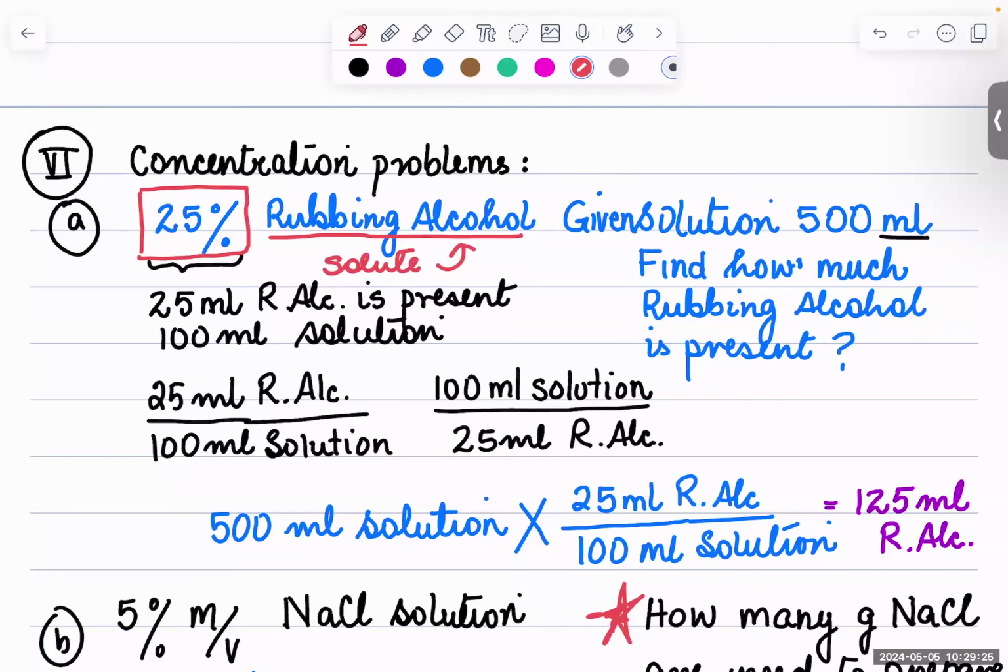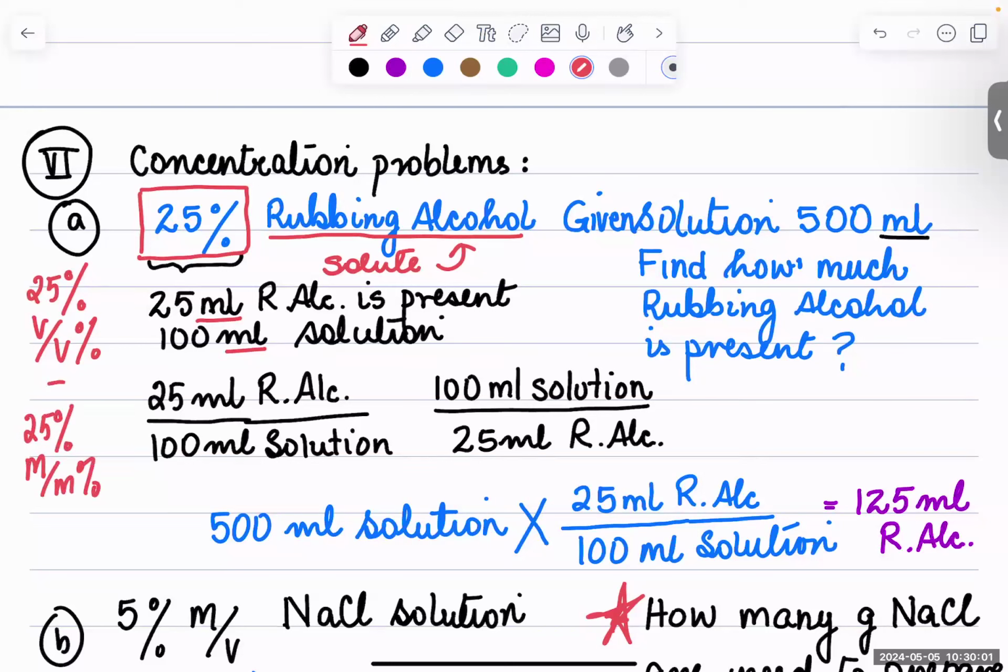And generally these solutions are in water. Okay, but here is rubbing alcohol which is a solute, so it means 25 milliliters. And if it says, let's say this one is volume by volume, so 25% volume by volume percent, that is why we have milliliters and milliliters. But if it was 25% grams by grams, then instead of milliliters, you replace that with grams. So let me put this here. If it was mass by mass percent, then you use grams by grams. Okay. But in this case, we are using milliliters.